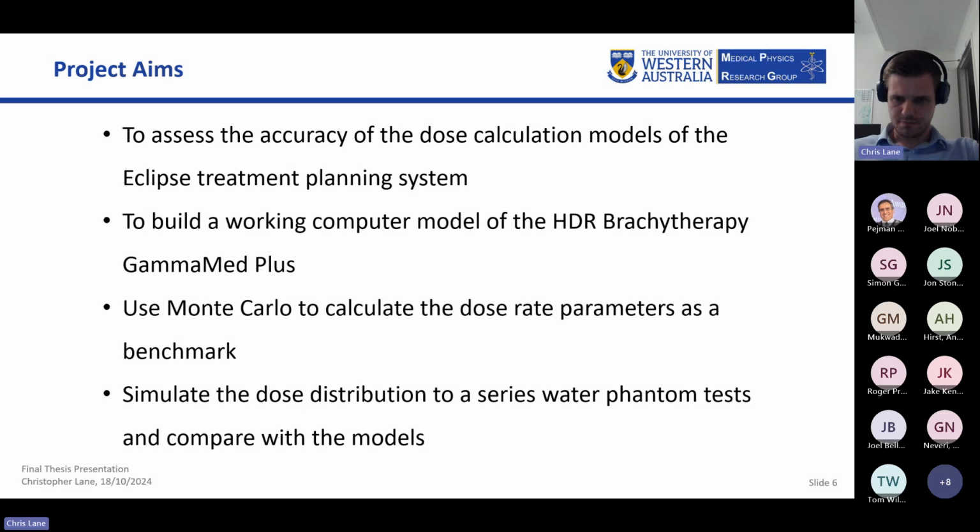And then once I was confident that it was, use it to simulate the dose distribution in a series of water phantom tests that were designed by Luke, and compare it with the dose calculation models with the data that Luke also had provided me.